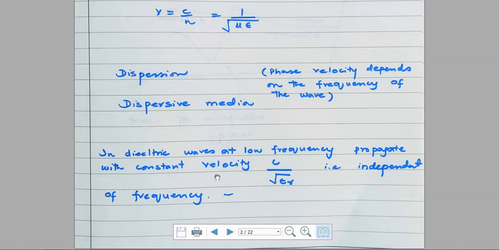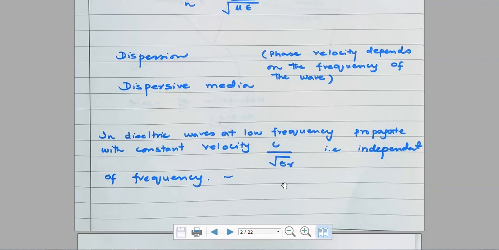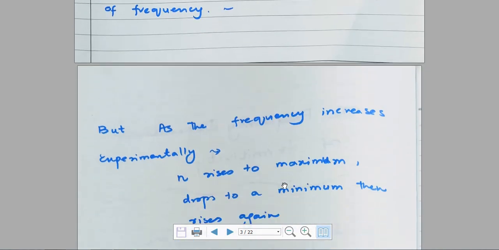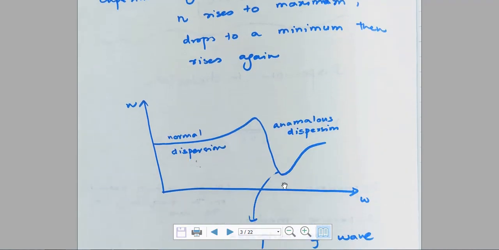In a dielectric, waves at low frequency propagate with constant velocity c over square root of epsilon r. Epsilon r is the dielectric constant and it is independent of the frequency, but as the frequency increases, experimentally we will observe that the refractive index rises to a maximum and then drops to a minimum and then rises again. Experimentally we will get this type of behavior of the refractive index with respect to frequency.